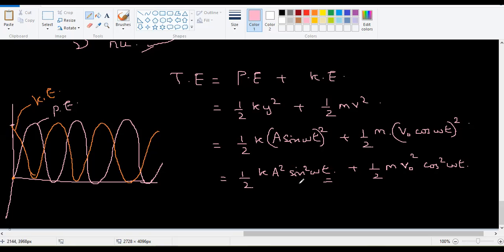Any question? Are you able to appreciate the link between the graph and the equations, mathematics? Yes, no? Nobody understands it? Understand, sir. Understand? Okay.